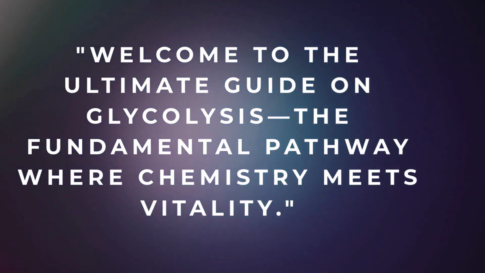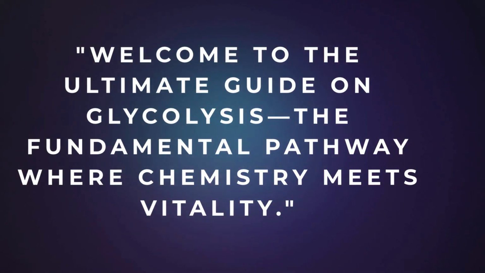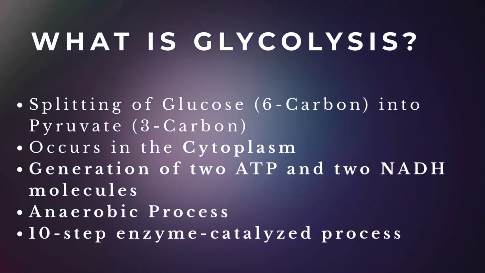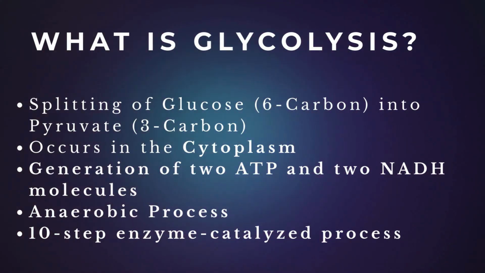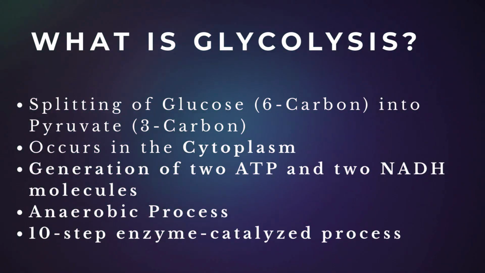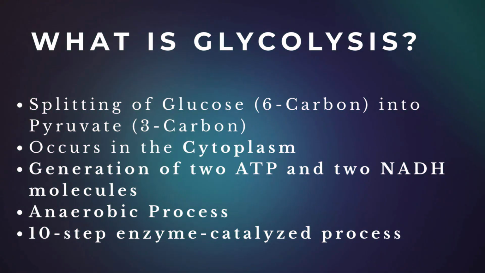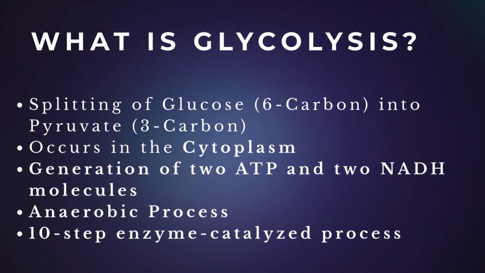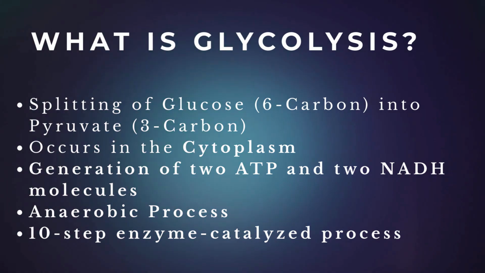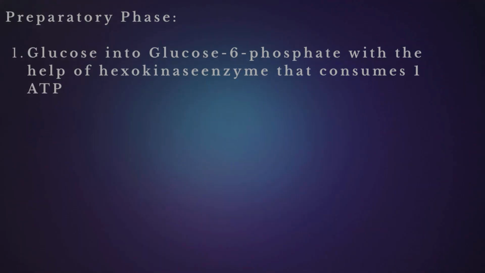Welcome to the ultimate guide on glycolysis, the fundamental pathway where chemistry meets vitality. What is glycolysis? Basically, it comprises the splitting of glucose, 6-carbon, into pyruvate, 3-carbon. It usually occurs in the cytoplasm. It ends with the generation of 2 ATP and 2 NADH molecules. It is an anaerobic process that is independent of oxygen. It is a 10-step enzyme-catalyzed process.